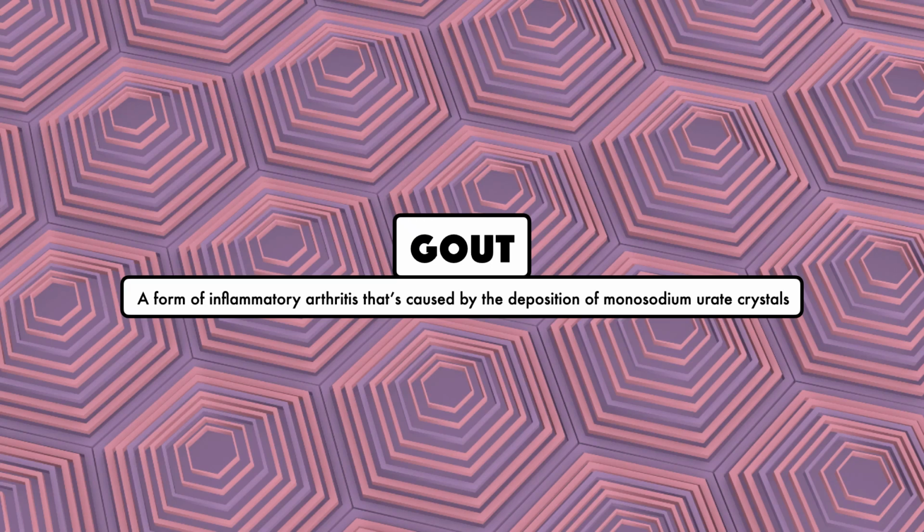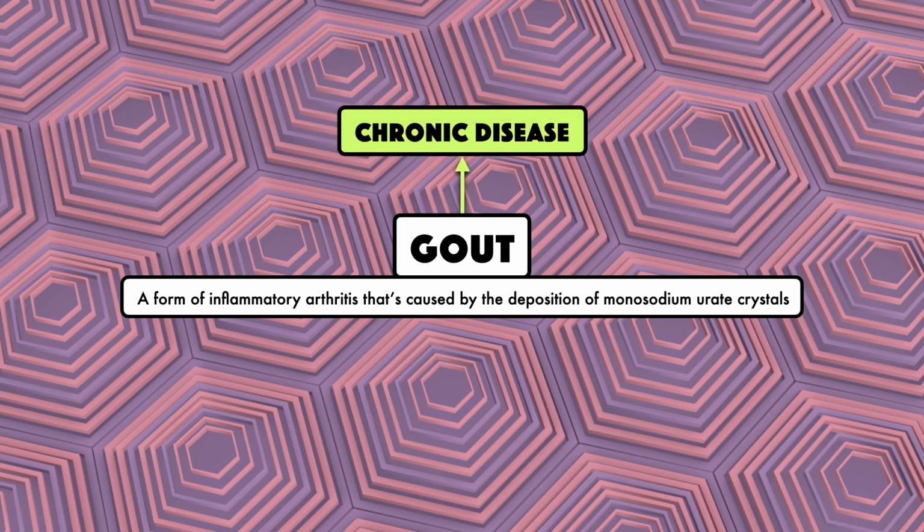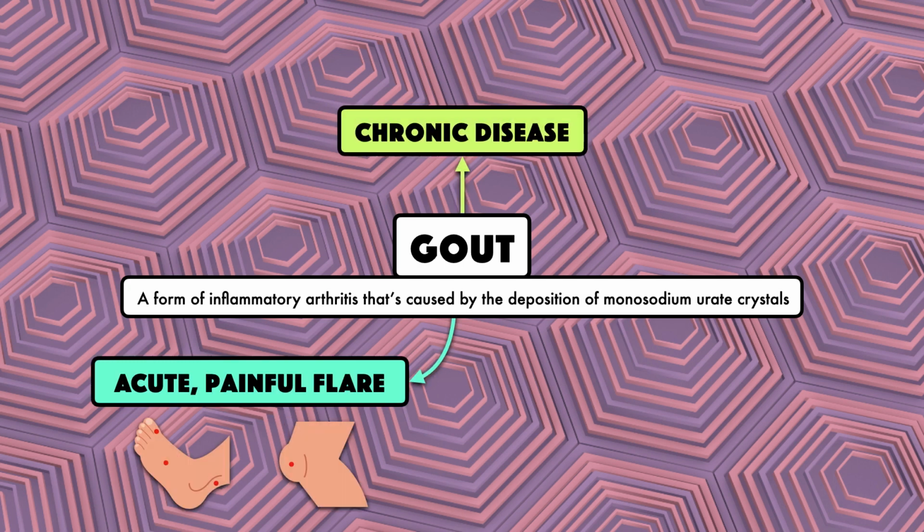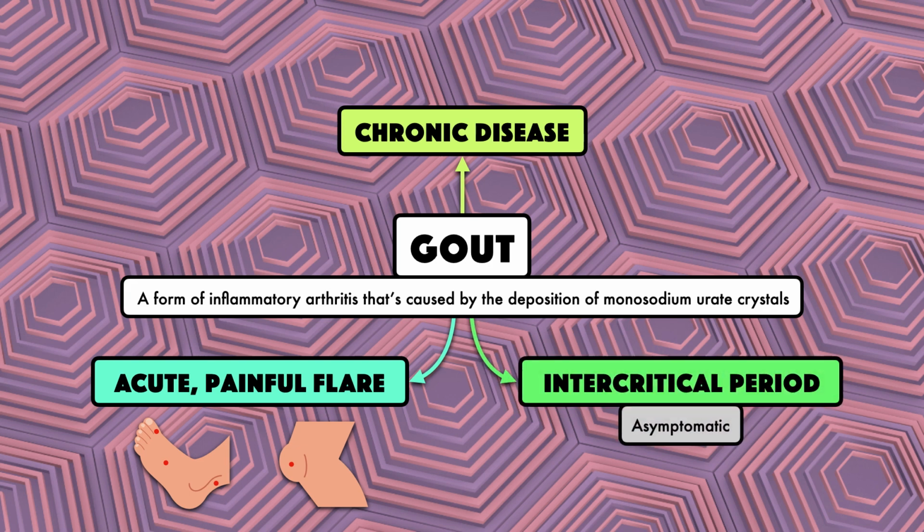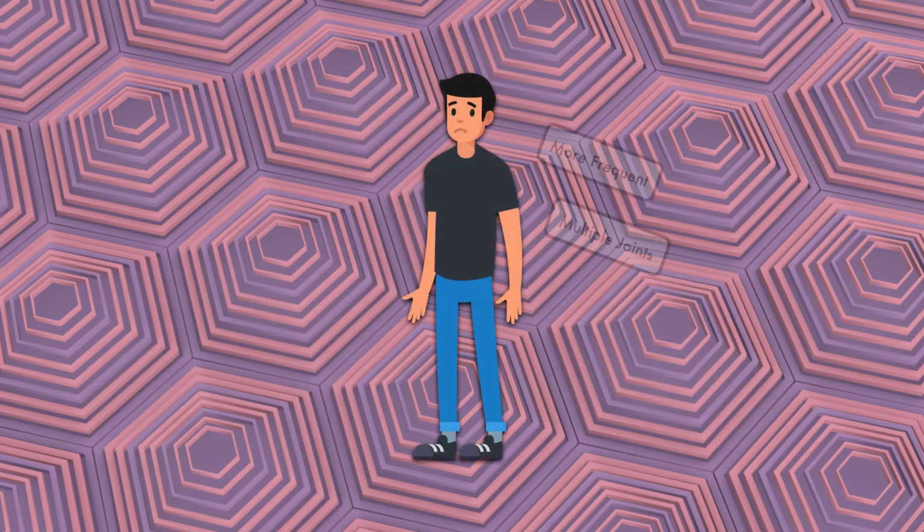Gout is a form of inflammatory arthritis that's caused by the deposition of monosodium urate crystals. It's a chronic disease that typically presents as an acute painful flare at the first metatarsophalangeal joint, midfoot, Achilles tendon, or knee that's followed by an asymptomatic intercritical period. When it's uncontrolled, flares become more frequent and start to affect multiple joints at once.